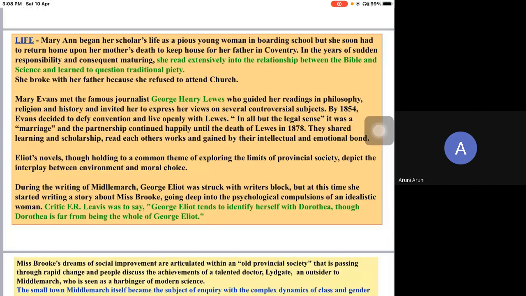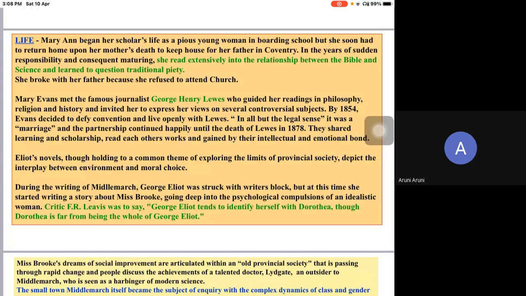So if feminists criticize her, we definitely do have our answers here. First of all, she was convinced enough in her own opinions to boycott the church, to stop going to church. And she was also convinced in her own decisions, had her own strength in herself, that she chose to live openly with the man she loved.